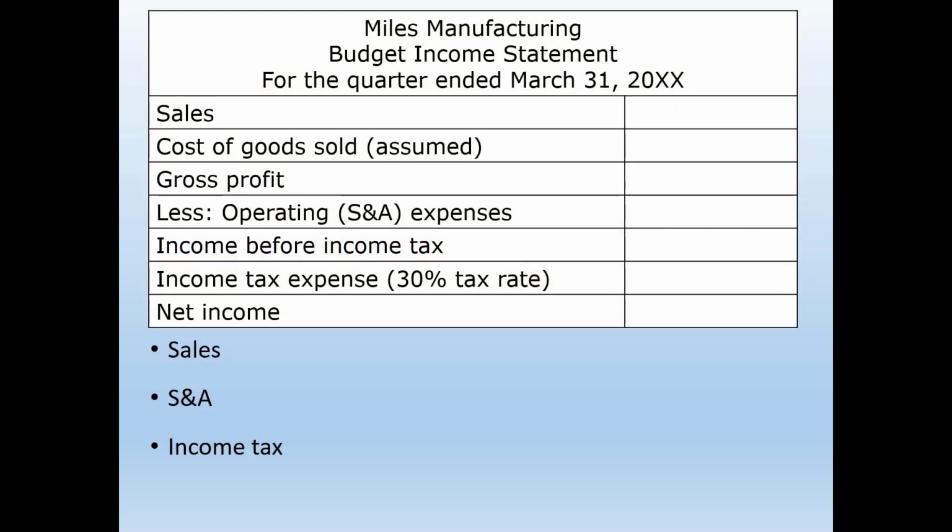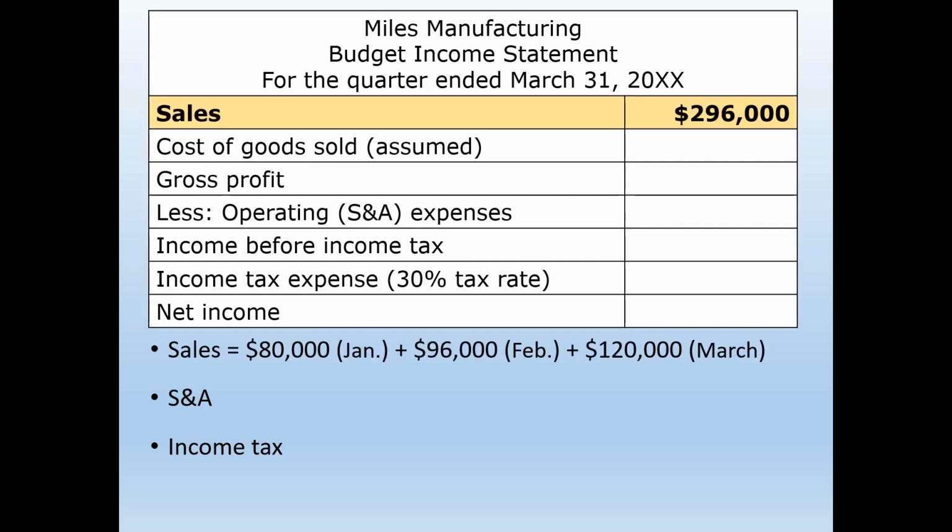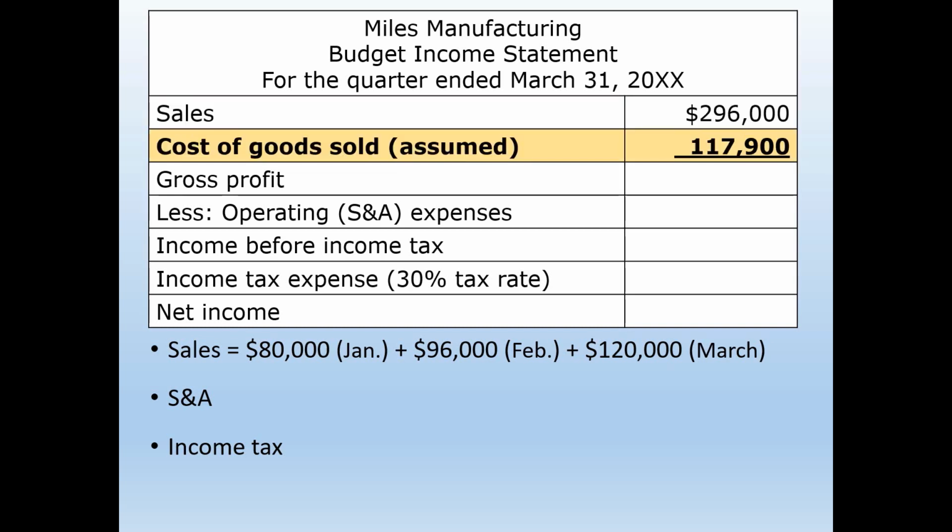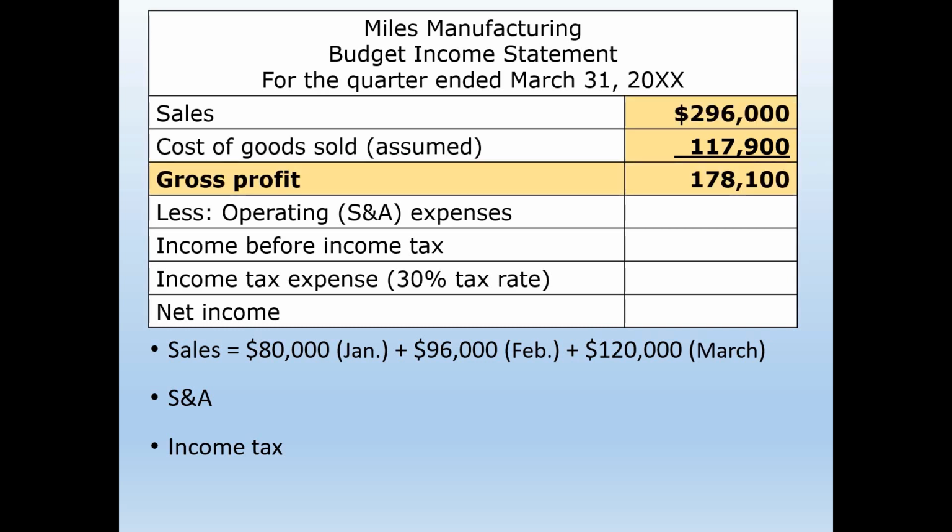Now let's make a budgeted income statement for Miles Manufacturing. Sales revenue for the period is expected to be the sum of its January, February, and March expected sales. This information comes from the firm's sales budget. We already learned how to compute cost of goods sold in Chapter 16. So for the purposes of this example, we're going to assume that we already figured out the answer. Sales revenue minus cost of goods sold gives us the firm's budgeted gross profit.